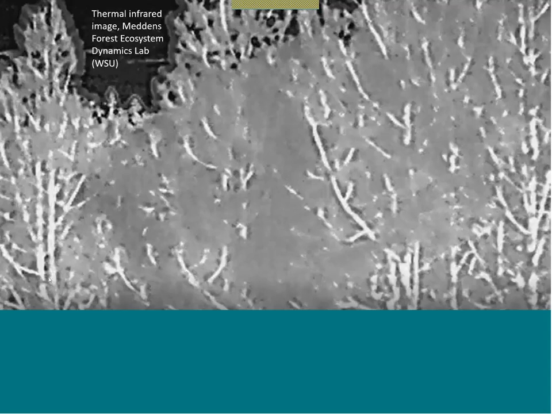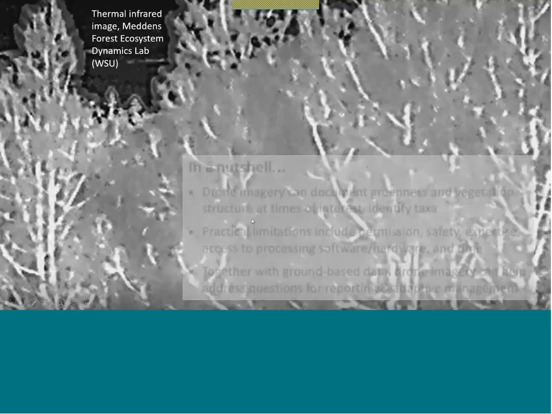This is something I wanted to share as a note to myself, to say that there are many other types of sensors that can be mounted on a drone. For one example, this is a thermal infrared image from the Medlyn Forest Ecosystem Dynamics Lab at WSU, where I'm doing some research now. And there's a lot of potential for looking at drought stress or fire-related issues with thermal infrared. And there are many other types of sensors that you can mount on a drone.